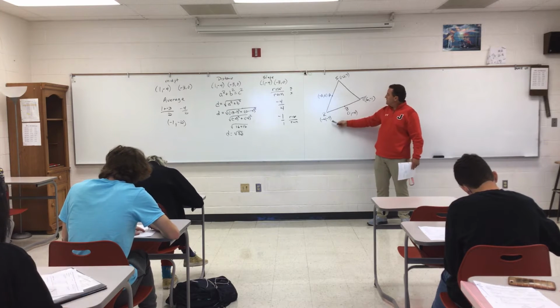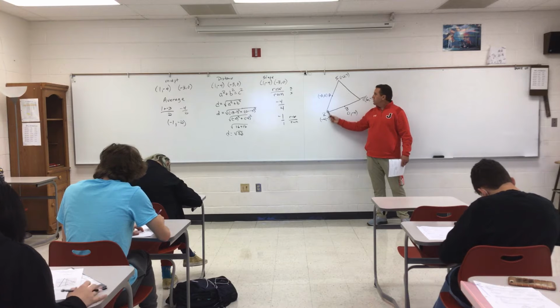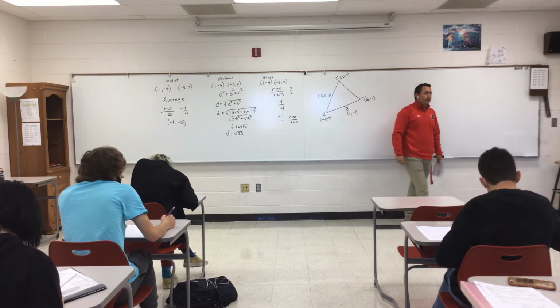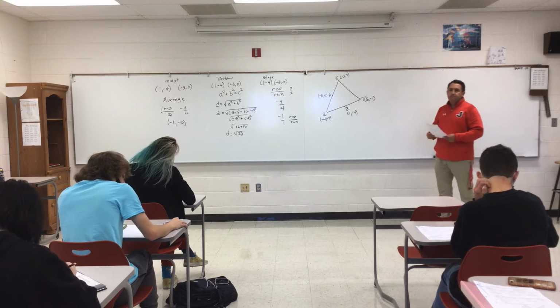If you take 7 plus -7, you get 0. Divide by 2, you get 0. So A is at -3, 0. Everybody agree with that first? Have that point on there.